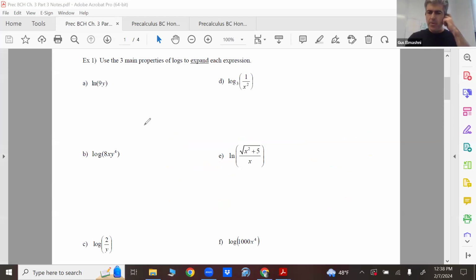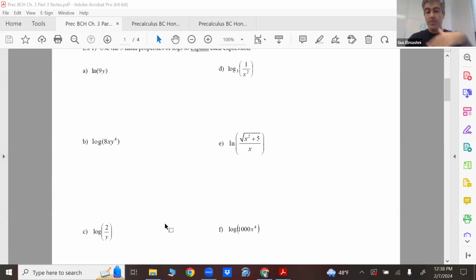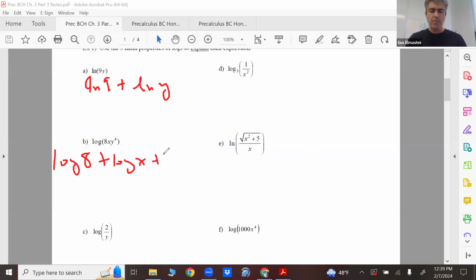All right, so let's go through. Let me do maybe A through C, and I'll have you guys try D through F. So for this one here, you're going to break up like this, right? Natural log of 9 plus natural log of y. Here you do log 8 plus log x plus 4 log y. Let me make that 4 look a little better. And of course, that's easy, just log 2 minus log y.